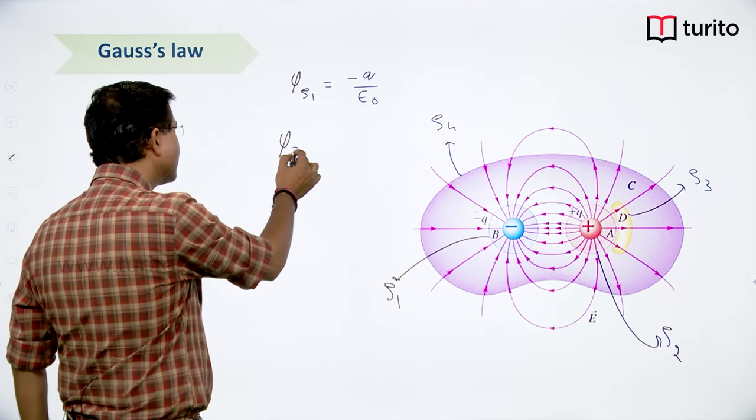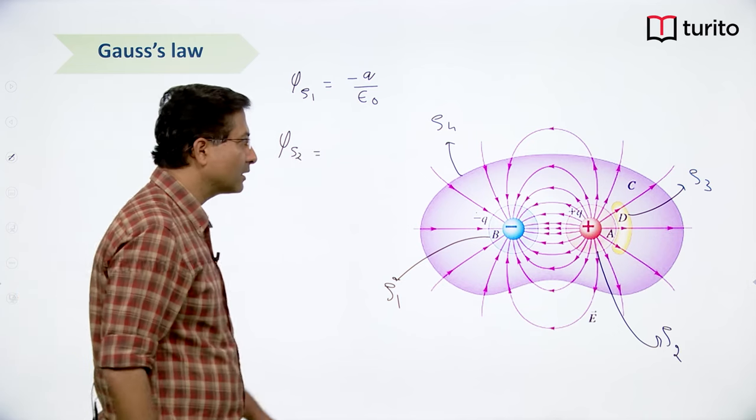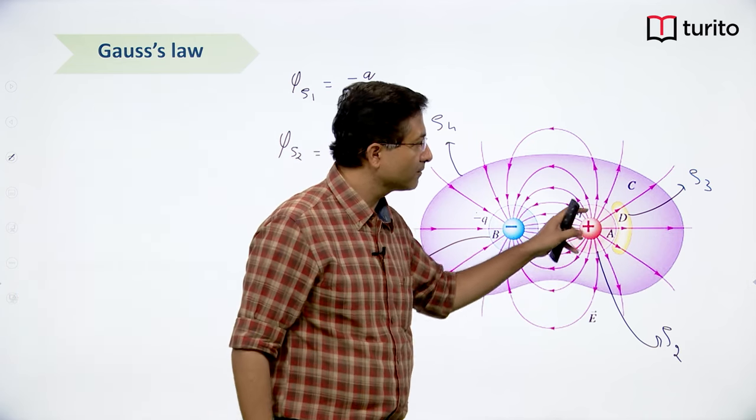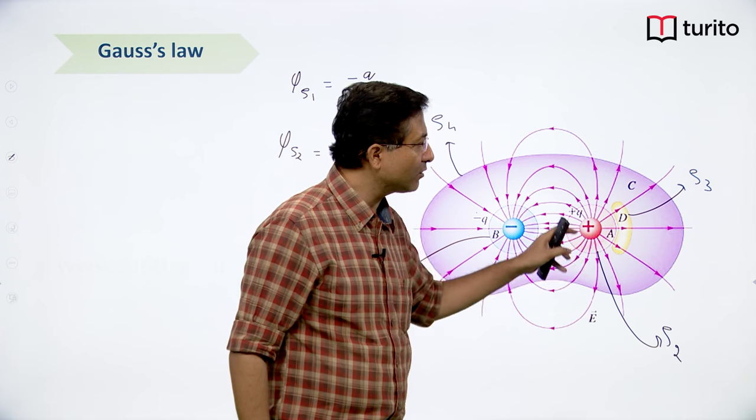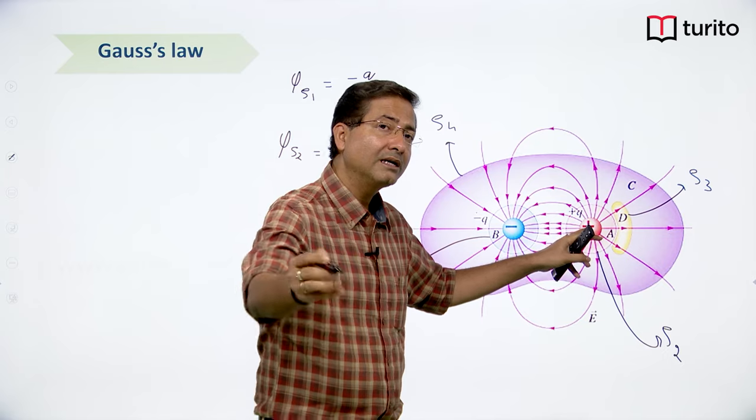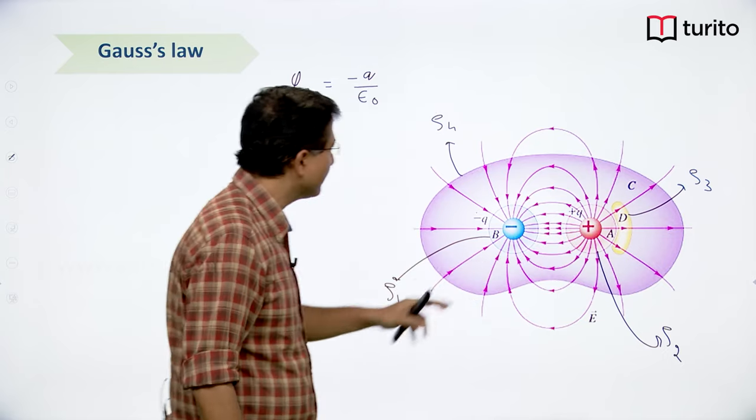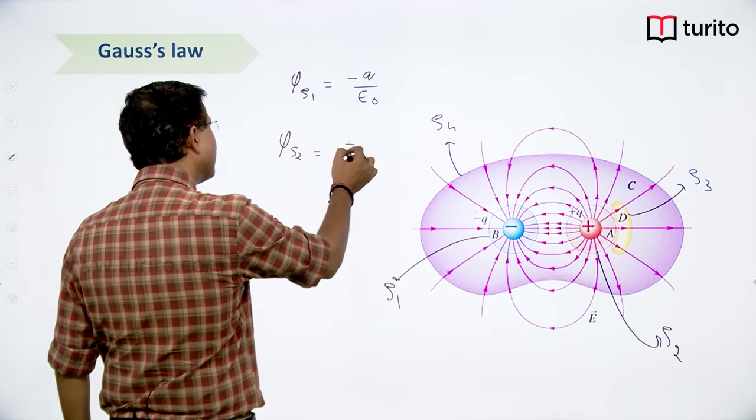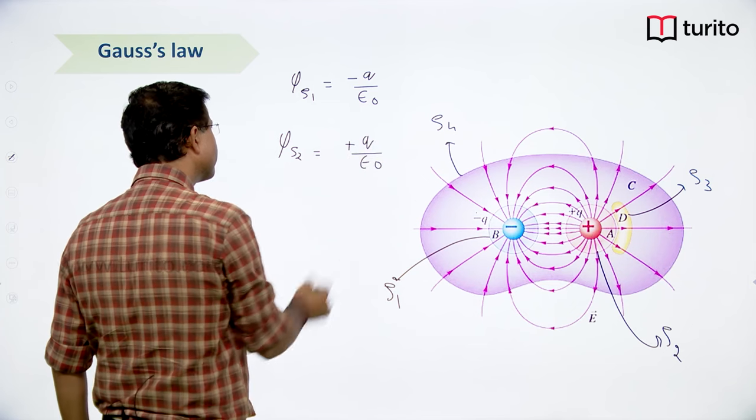Similarly, flux associated with S2, look at this orange one, inside the orange one the charge is Q and flux is associated due to the inside charge only. So because of this I write flux associated plus Q divided by epsilon naught.